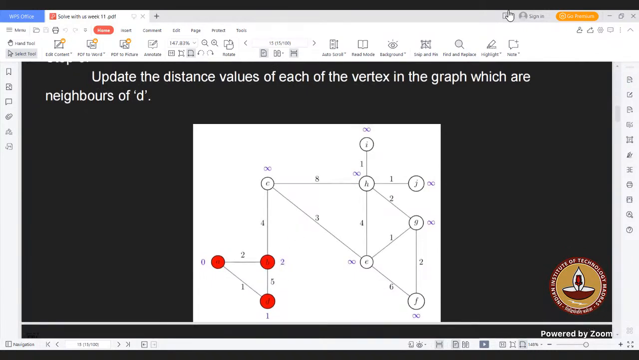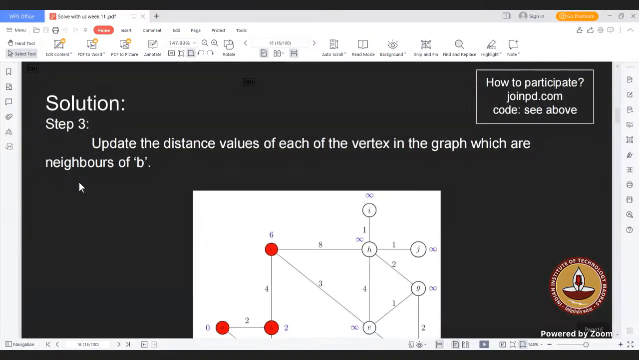Okay. Now we have to go to C. What is the neighbor of B? We can see it is C, right? So what will happen? It will be 2 plus 4, 6. So C will be 6, the minimum of 6 and infinity.